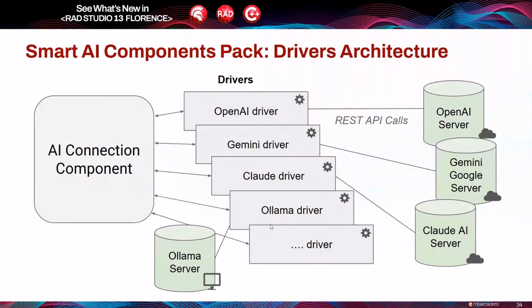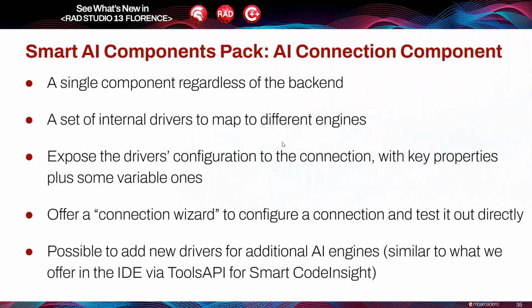Here, it's pretty much what I just explained. You have the base AI connection component, and then you have multiple drivers you can use to connect to different providers. And these are pre-configured for specific tasks, because at the end of the day, all the services are just REST API calls. That's pretty much conceptually the architecture of the components. It also offers a connection wizard to configure the connection and test it out directly. So in case you want to test before running the application, you can test it directly from the IDE.